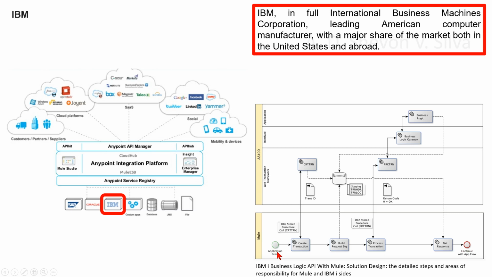Here the application event, create transaction, build request STG, process transaction, get response, and continue with app flow in Mule. And here the CRTTRN staging, PRCTRN in the web transaction framework, and here the business logic gateway is in the interface, and business logic is in the application. The web transaction framework, interface, and applications are in AS400.